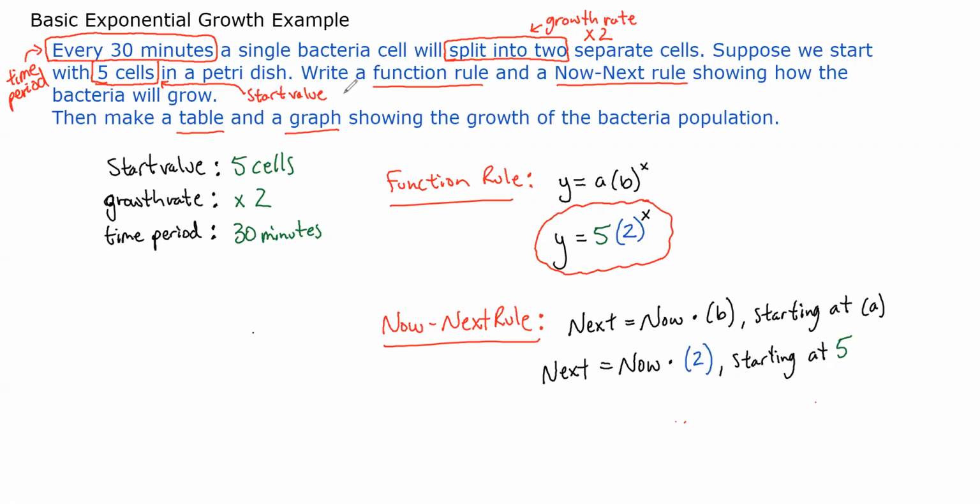So that answers the first thing that we've asked for, write a function rule and a now next rule showing how the bacteria will grow. Next, we have to make a table and a graph. All right, so let's go to our next page here. I'm going to write down my function rule here because that's going to be the most useful for what we're doing next. Oops. Made a mistake, that's next.